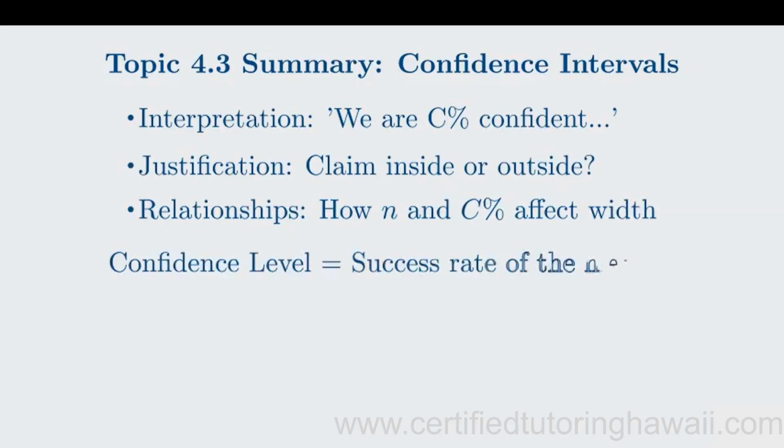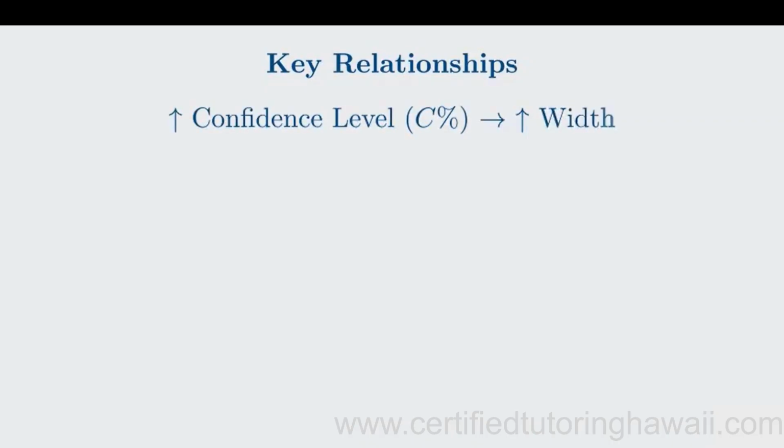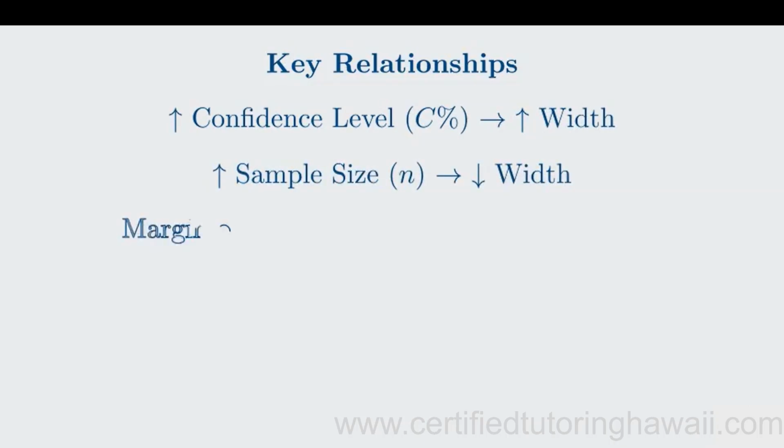Remember that the C% in a confidence level describes the success rate of the method. If you use a 95% confidence level, you are using a method that works 95% of the time in the long run. Let's review the key relationships. A higher confidence level leads to a wider interval. A larger sample size leads to a narrower interval. And remember, the margin of error equals the critical value times the standard error.